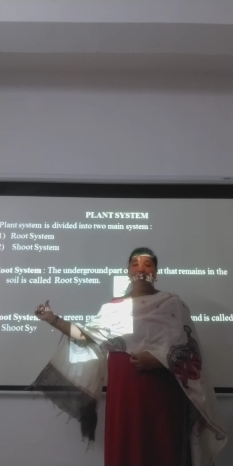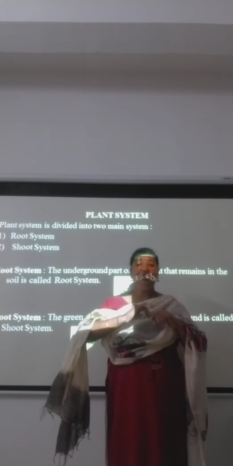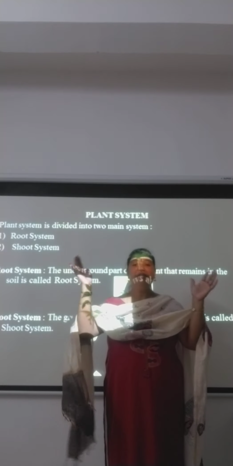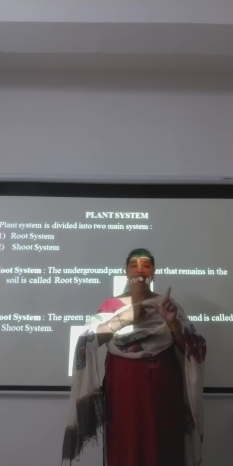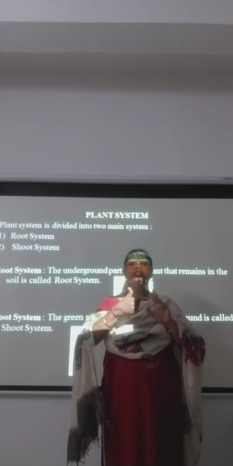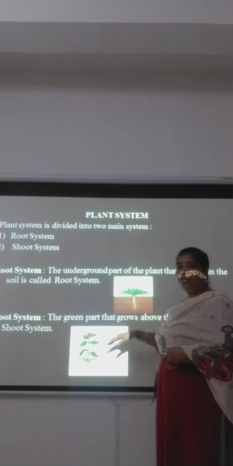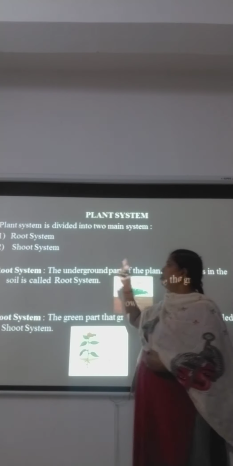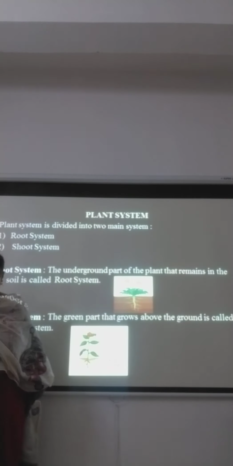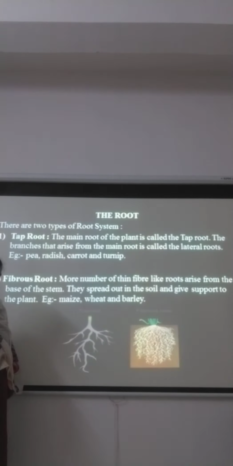That becomes the shoot system. This shoot system consists of branches, leaves, flowers, fruits, vegetables and all other things. Understood now, children? What do you mean by root system and shoot system? Yes, now let's go to the next one.